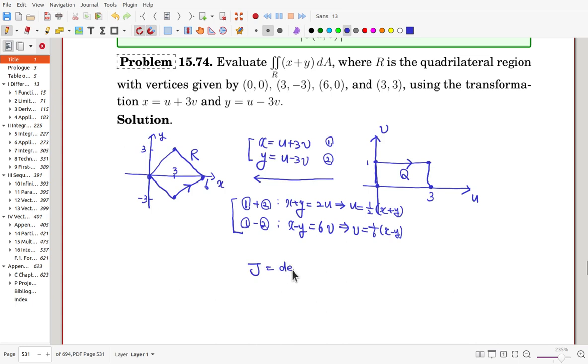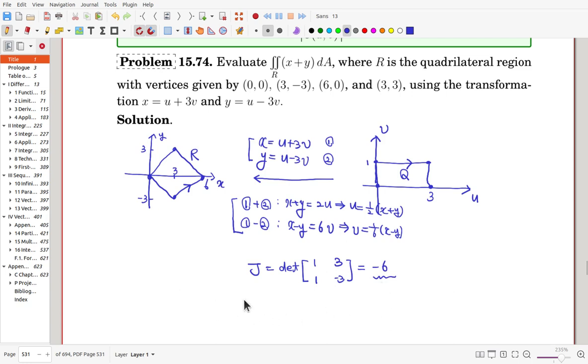Okay, the Jacobian is the determinant of, okay, x and y, u derivative. The x u derivative is 1. The x v derivative is 3. Okay. Now for y, the u derivative is 1. The v derivative is minus 3. Okay. The determinant is minus 3, minus 3, minus 6. The absolute value of this Jacobian will be used in the integral.